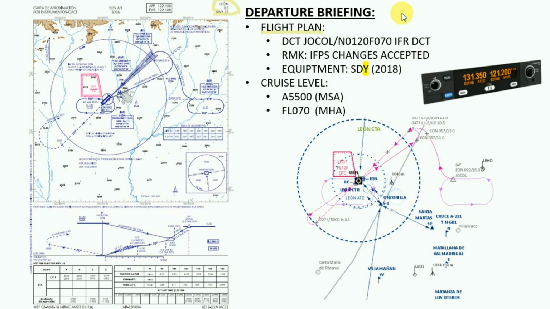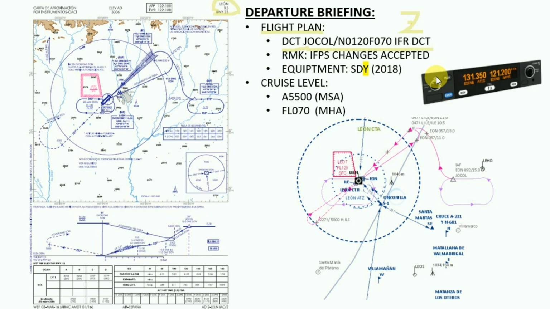It is a Zulu type of flight plan, so we need to write the type of flight as Zulu because we are departing from a visual aerodrome and we are proceeding to an IFR airport, which is Leon. We need to write on the route the following route that we can see here: Violet Hokol, then N0120 F070 IFR direct. That means the route that we want to follow, and means that we will change to IFR from visual over the Hokol fix.